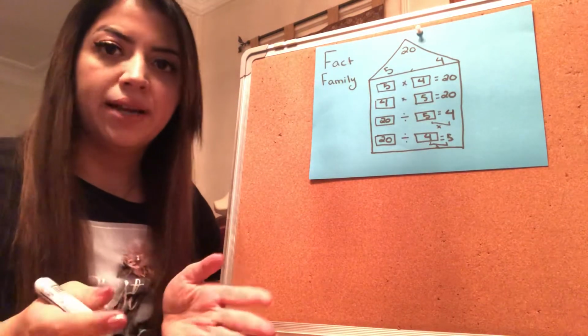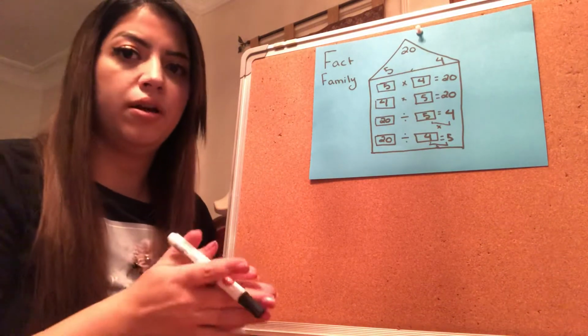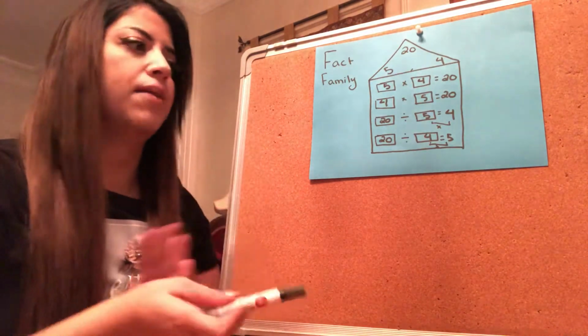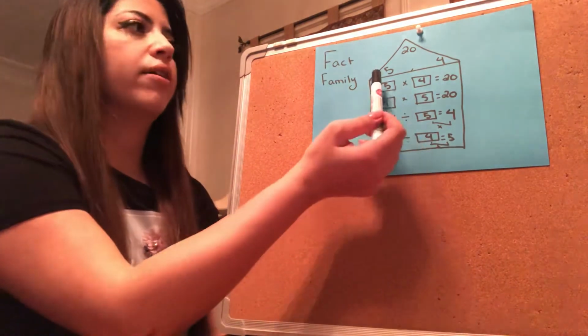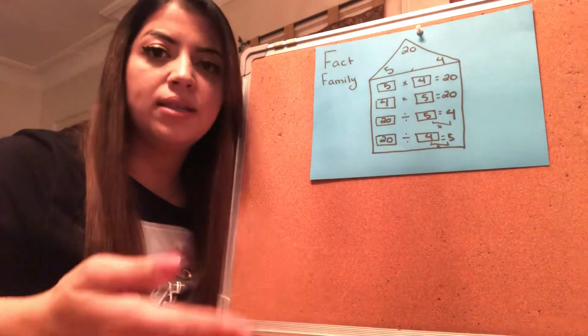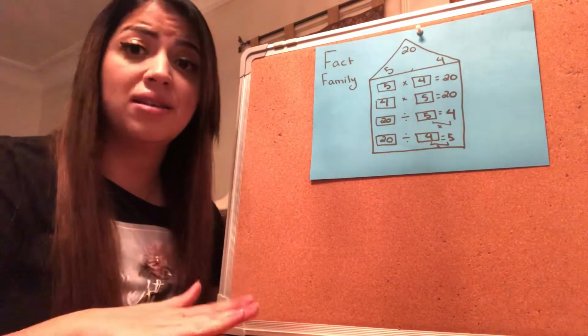Multiplication and division are connected. We multiply to check if our answer is correct for division. For example, here, we multiply 5 by 4. We know that it gives me 20. And making them into a fact family is an easy way to help us understand how they're connected together.